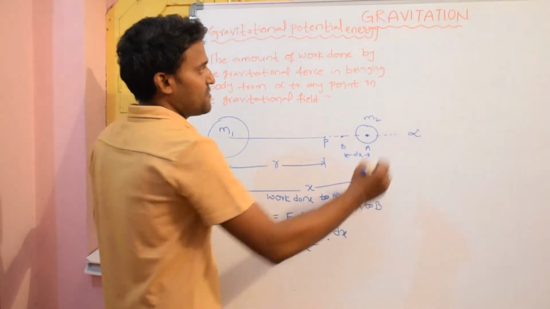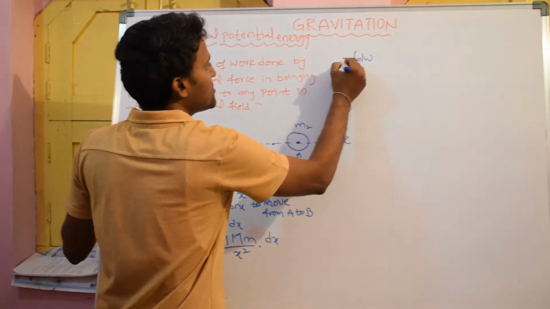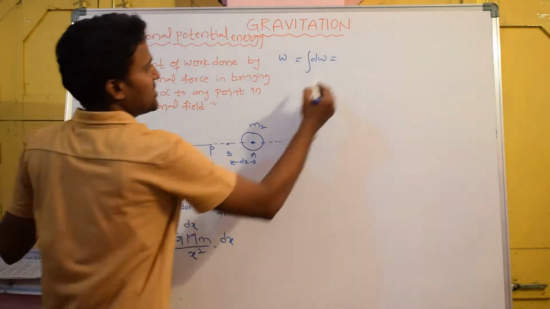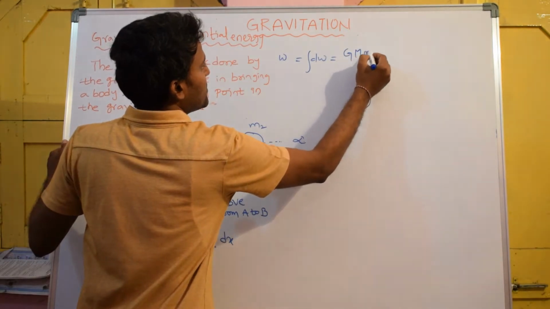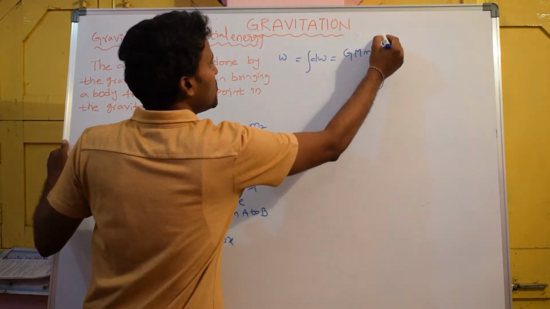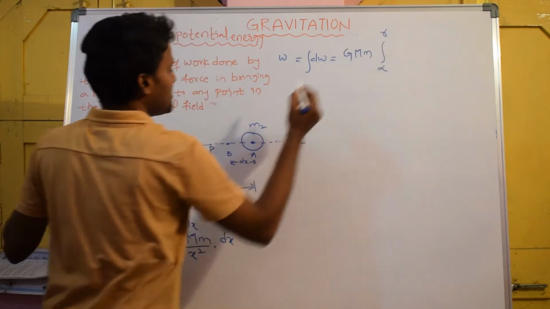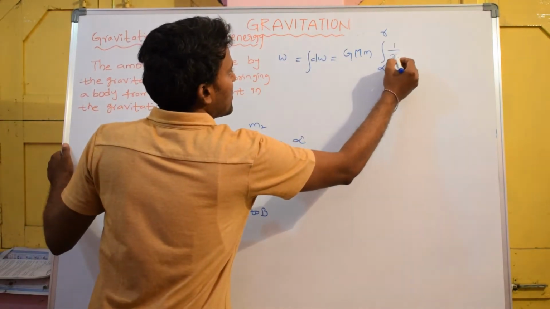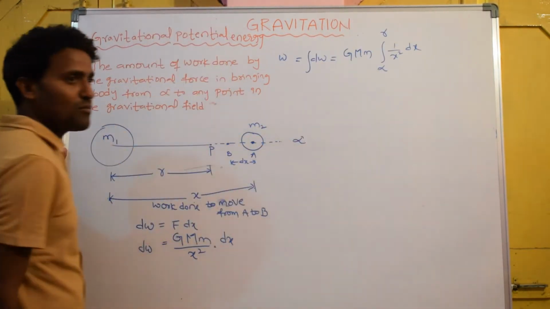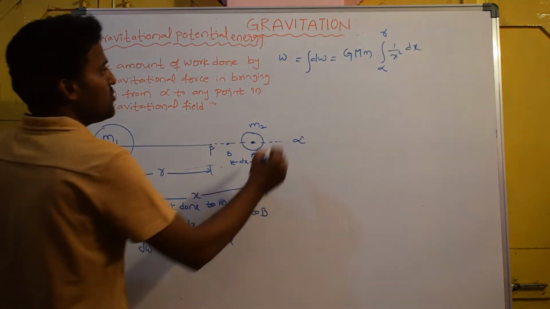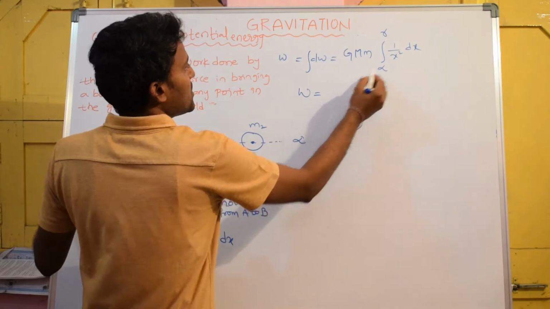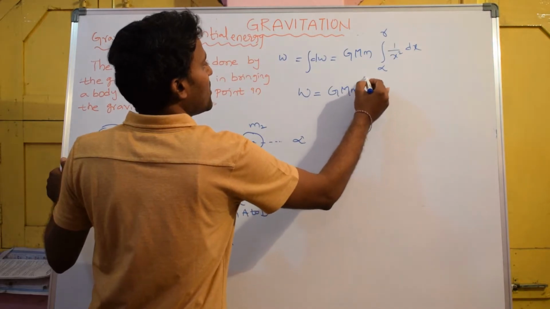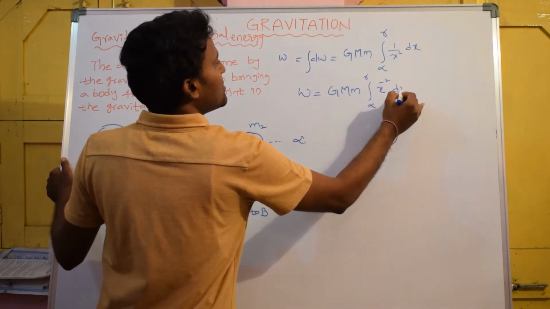Integral of dW is W, that is equal to G M m, where capital M and small m are constants, integral from infinity to point P, that is the distance r, of 1 by x square dx. So W is equal to capital G, capital M, small m, integral from infinity to r of x to the power of minus 2 dx.